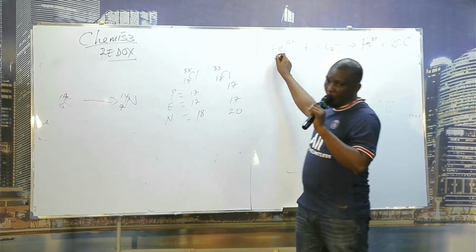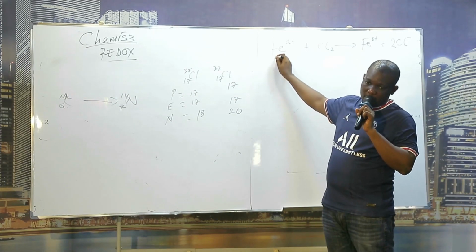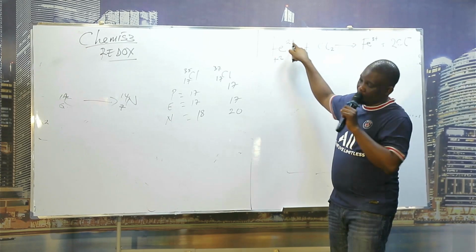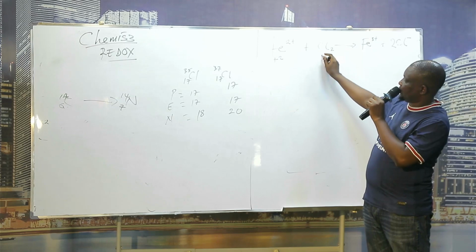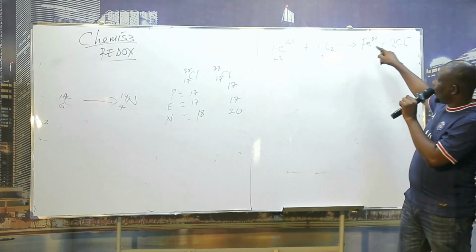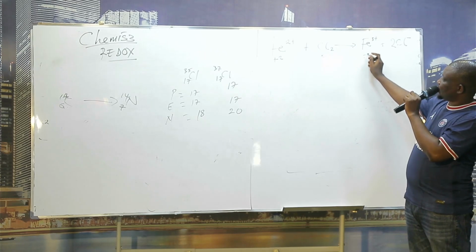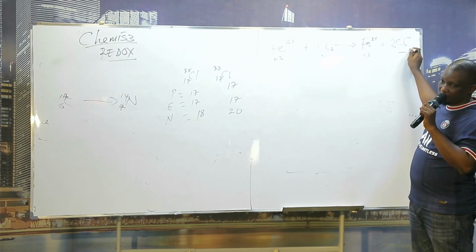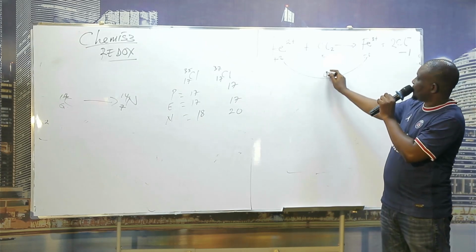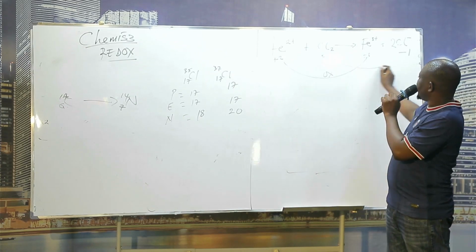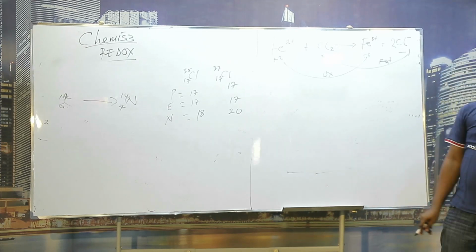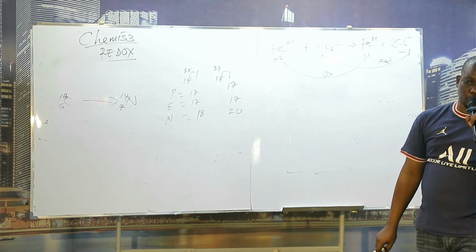What is the oxidation state of iron in this reaction? +2 because of the charge. What is the state of this chlorine? 0 because it's not combined. What is the state of this iron here? +3, and this -1. From here to here, what has happened? Oxidation. From here to here? Reduction. So it's redox. The first thing to do in this reaction is to break it into two halves.